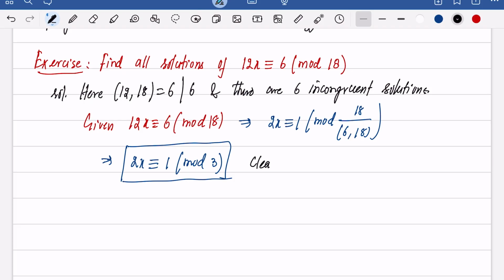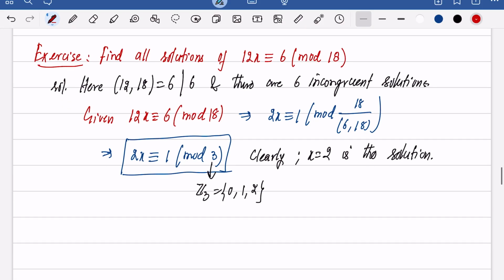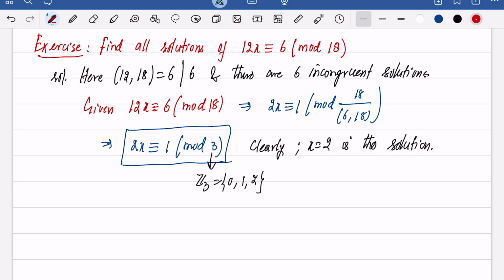Now clearly, we have to put the values from Z3 here. Z3 has the values 0, 1, 2. So we have only 3 choices to handle. If we put x equal to 0, it is not a solution, and x equal to 1 is not a solution, but x equal to 2 is a solution, because 2 into 2 is 4, and 4 minus 1 is 3. So clearly x equal to 2 is the solution. And in fact, this will be the smallest of all the solutions in Z18 for the given congruence. So x equal to 2 is a solution of 12x congruent to 6 modulo 18.